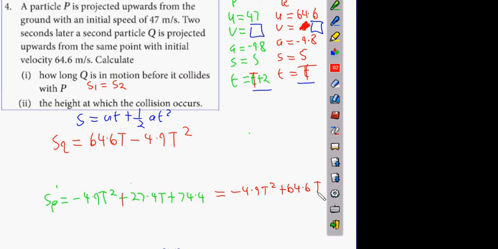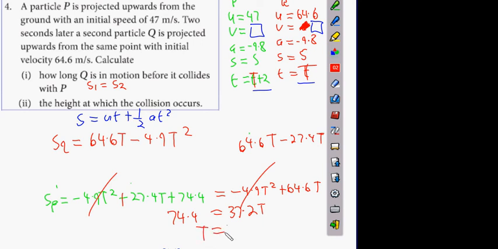Now, the first thing to go is the t squareds. And the next thing we're going to do is leave the 74.4 where it is. And then over the other side we're going to do 64.6t minus 27.4t. And what happens when you take away the two of them? 37. That's it, is it? It's a very convenient number. And then t therefore is 2.